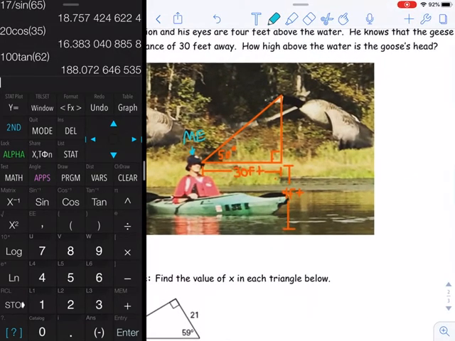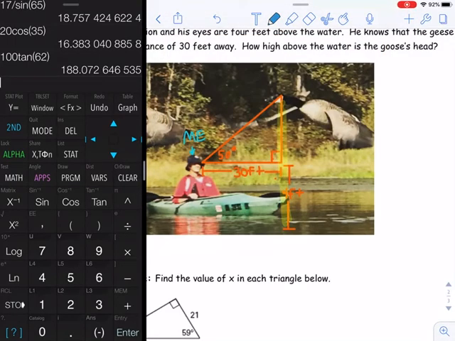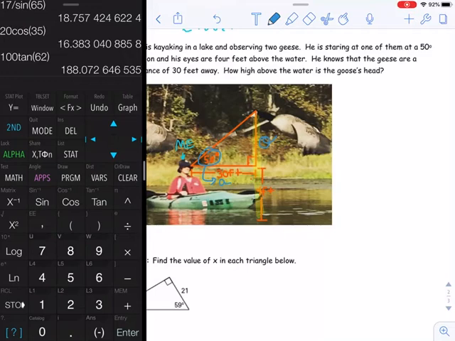All right, we need to figure out how high this goose's head is above the water. Well, let's look at this picture I drew for you guys. We got this reference angle, 30 feet is the adjacent side, and then opposite again. So we got another tangent problem. That pesky tangent that I said was so useful in the real world. So let's just find this height right here.